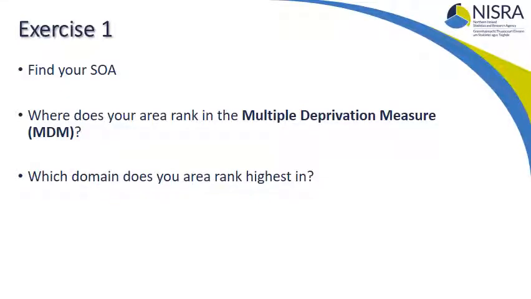Time for a quick exercise. Find your super output area by entering your home postcode in the search box of the NINIS website. Where does your area rank in the multiple deprivation measure, and which domain does your area rank highest in? You can pause this video now to do this exercise, or continue the training.